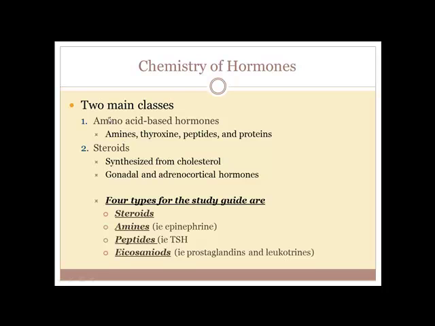Within our hormones, there are two major classes: the amino acid based hormones and the steroidal hormones. Within the amino acid based hormones, there are amines, thyroxines, peptides, and proteins. The steroidal hormones are synthesized from cholesterol, and include our gonadal and adrenal cortical hormones. On your study guide, I'm asking for the four types of hormones. I think it's the first thing that I ask on there. These are the four types I'm looking for.